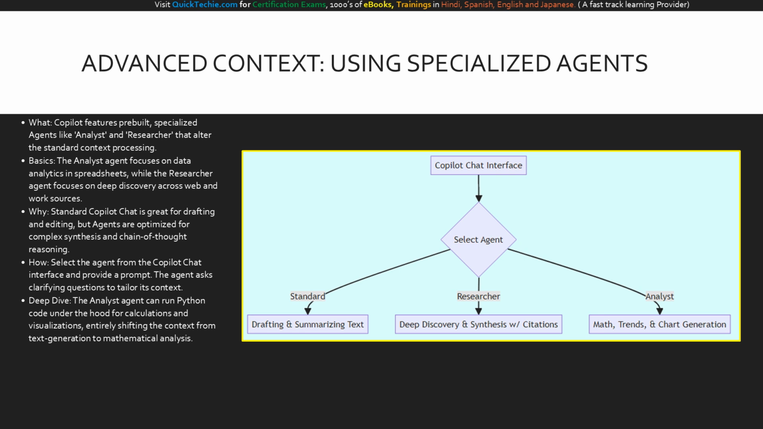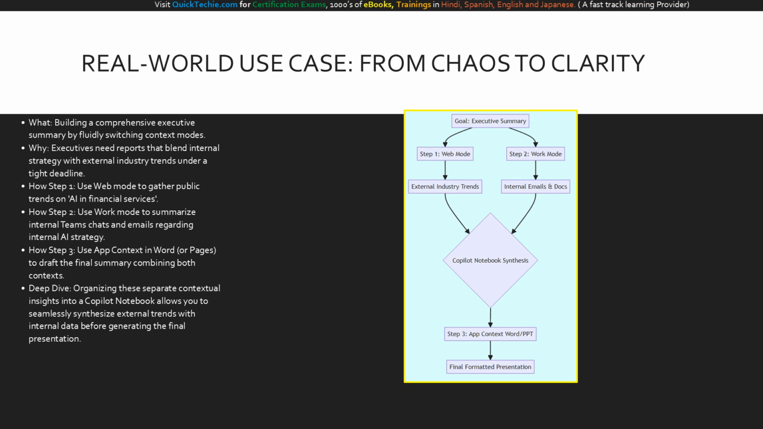Look at how the choice of agent alters the AI's operational context. Starting from the Copilot chat interface, the user selects an agent. The standard path keeps the context focused on typical text drafting and summarizing. The researcher path expands the context to deep synthesis and citation gathering. The analyst path dramatically shifts the context to a mathematical and graphical environment. This visual demonstrates that agents are not just different prompt menus, they are entirely different contextual lenses through which the AI views your data.